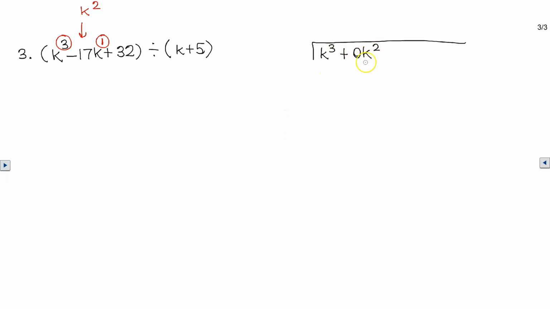That's really just a 0, so you haven't added anything to the problem that will change it. You're just making it look different. So if you see that your problem has skipped an exponent, then you're going to need to put a 0 placeholder in the problem for that. And then we'll continue on with our minus 17k to the first, and then our plus 32. So always check your problems from here on out to see if they've skipped a power. So start at the beginning, and if it starts with a third power, then it should go 3, 2, 1. So kind of watch for that. All right, now we're going to divide that by k plus 5.